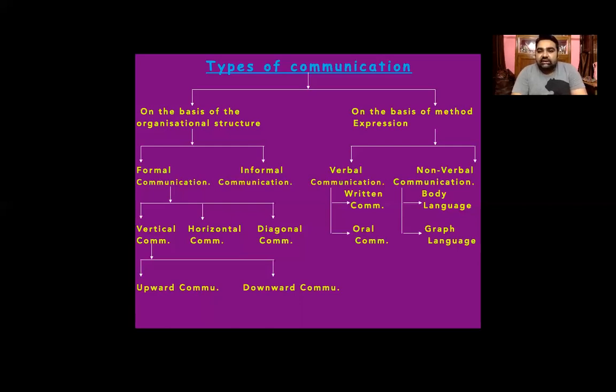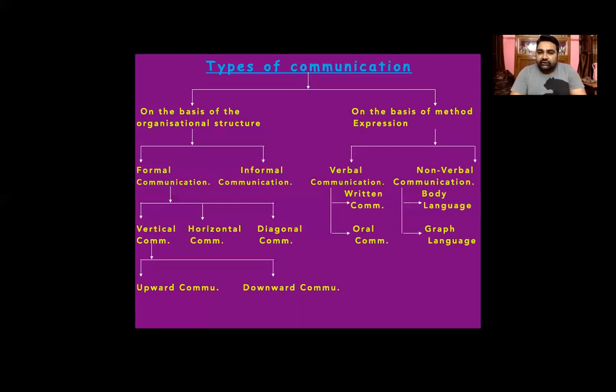In horizontal communication, the communication is done between employees of the same level. And in diagonal communication, the higher authorities communicate with the lower authorities without following the path of communication, or the lower authorities can communicate with the higher authorities, once again without following the paths. That's why it is known as diagonal communication, in which paths are not followed.